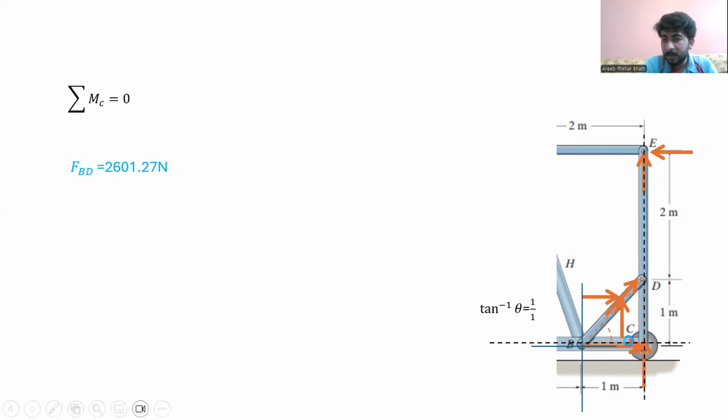When we apply moment at the points, we get an equation with negative FBD, because it is moving in the clockwise direction, multiplied by its horizontal component, cos of angle 45. We can find this angle using this equation, and it is about 1 meter, and we have the 613.12 Newton force acting at point E, and minus 3. This force is basically the X force acting in the X direction. So we can find the force in member BD, which is 2601.27 Newton.